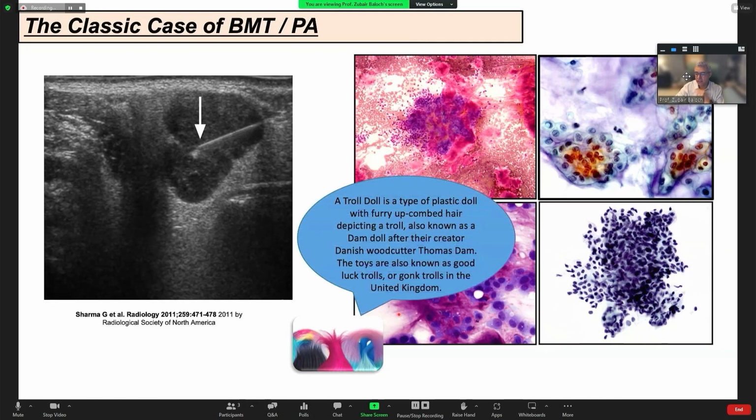And just a little tidbit, the troll doll actually goes a long way back. It's actually one of the Danish woodcutters who made these dolls, and this was first introduced in the United Kingdom. So that's where this troll doll comes from, which some people actually collect. I don't know why, but no judgment on my part from this.